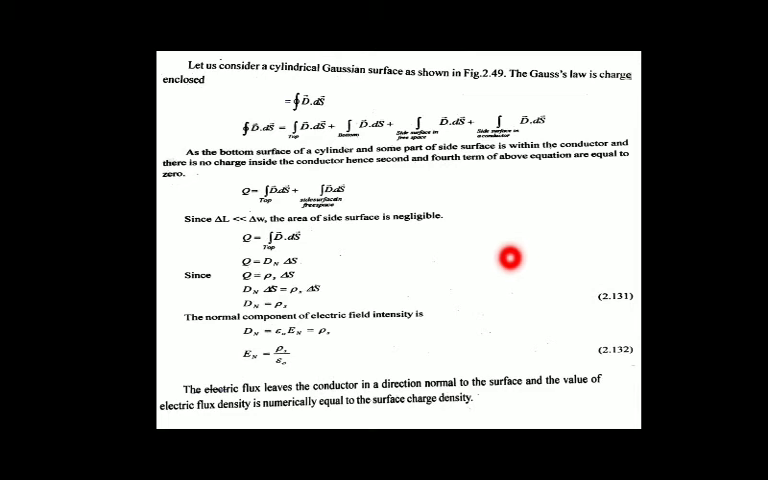So we can also calculate the electric field intensity from the electric flux density using this equation: En equal to rho s by epsilon naught. So we have proved that the electric flux leaves the conductor in the direction normal to the surface, and the value of the electric flux density is numerically equal to the surface charge density. The density is completely dependent on the surface charge density.